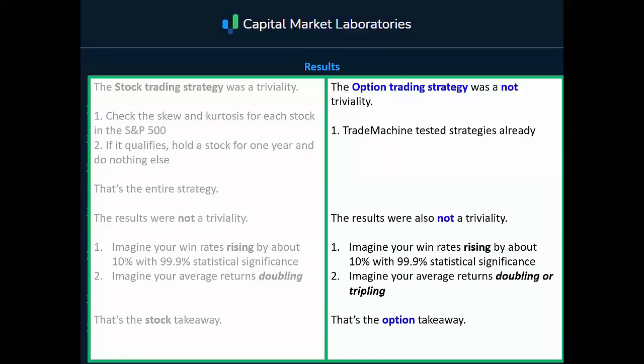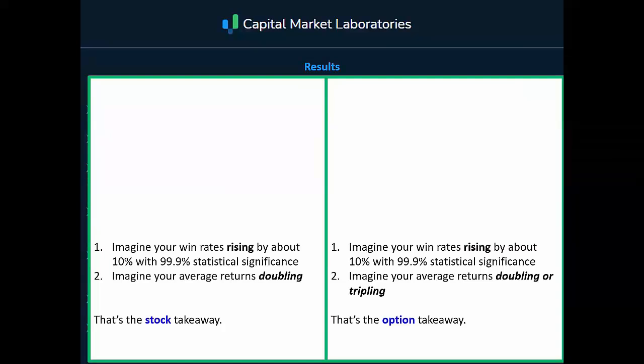I want you to imagine now on your option trades, your win rates rising by about 10% with 99% statistical significance, and imagine your average returns doubling or tripling. That's the option takeaway. These are the takeaways. A doubling or a tripling over the long arc of trades.